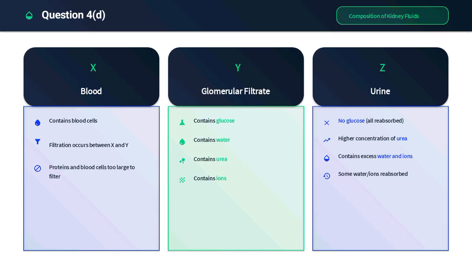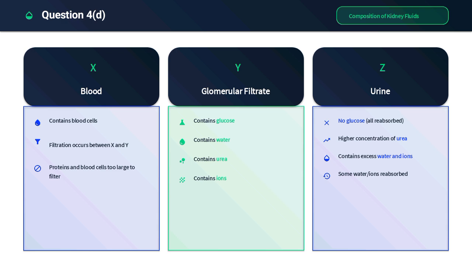Part D asks us to describe and explain the difference in composition of fluids in structures X, Y, and Z. Let's go through each one carefully. Structure X contains blood. Filtration occurs between X and Y, where small molecules are filtered out. Proteins and blood cells are too large to be filtered, so they remain in the blood. Structure Y contains glomerular filtrate. This fluid contains glucose, water, urea, and ions. These are the small molecules that pass through the filter.